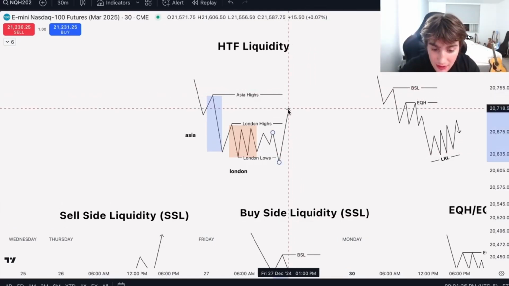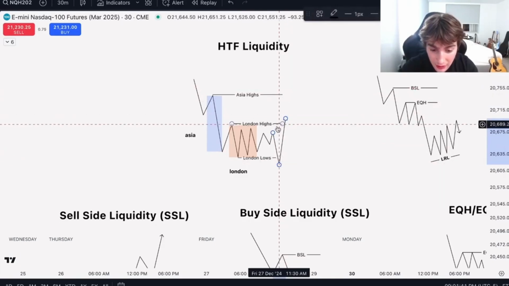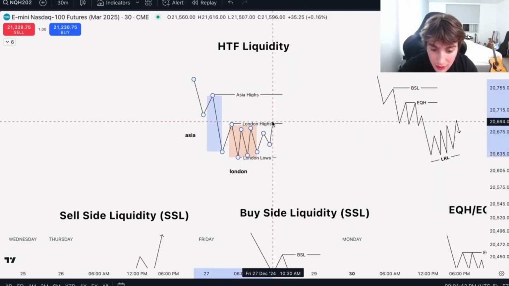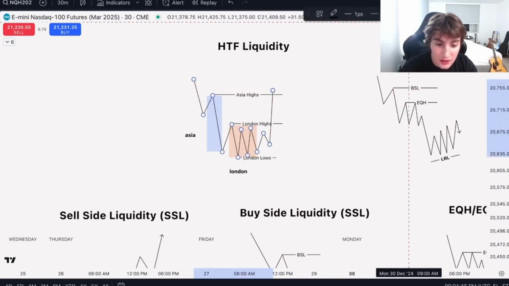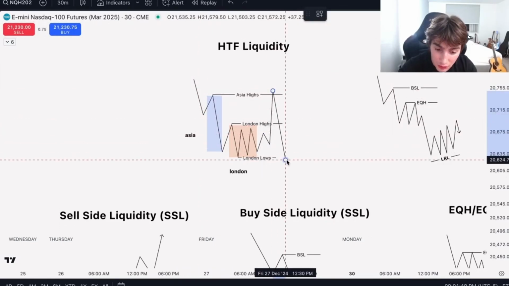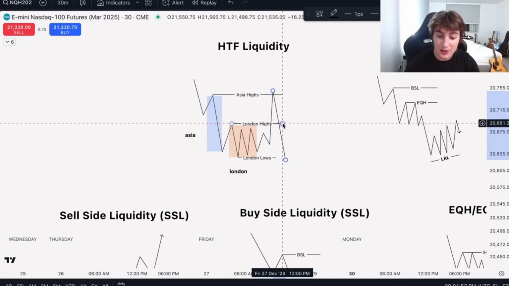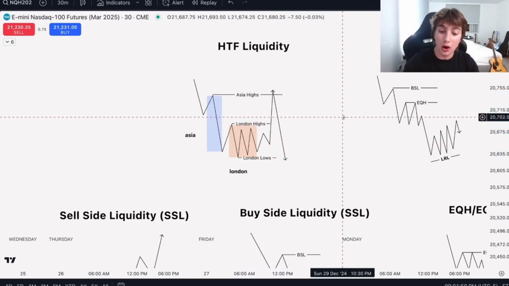Let's say otherwise we didn't trade to London lows and get that reaction higher, but instead we came up and swept Asia highs. Well, guess what? Now we're most likely going to react off of this sweep and trade down to London lows. Of course, it's not just as simple as that, but it is very much how price moves. It reacts off of session liquidity all of the time.